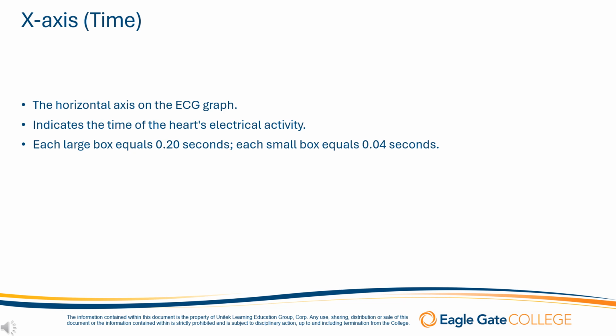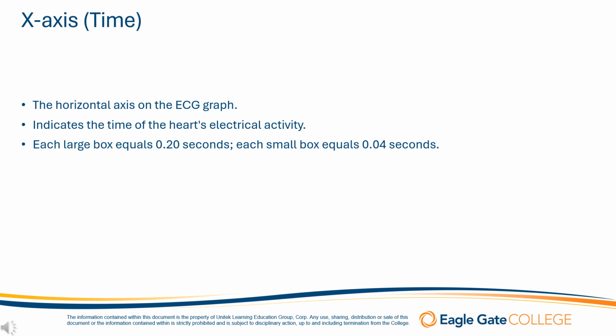For the QRS duration, that's the time from the beginning to the end of the QRS complex, and this reflects the time taken for ventricular depolarization. A normal QRS duration is 0.06 to 0.12 seconds. A prolonged QRS duration or a wider QRS complex can suggest a bundle branch block or other ventricular conduction delay.